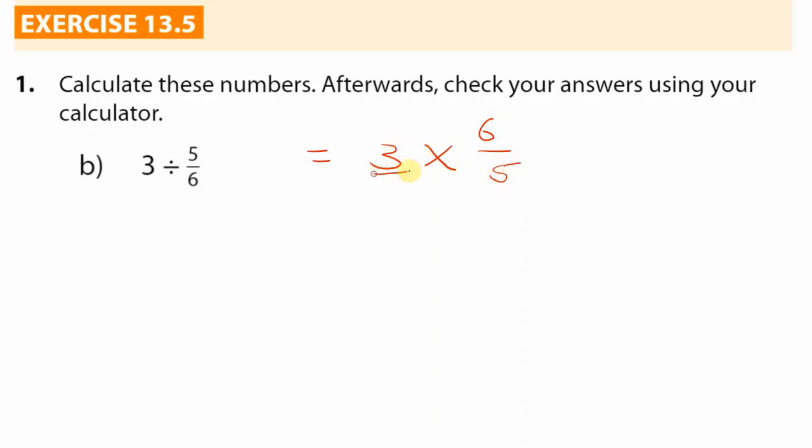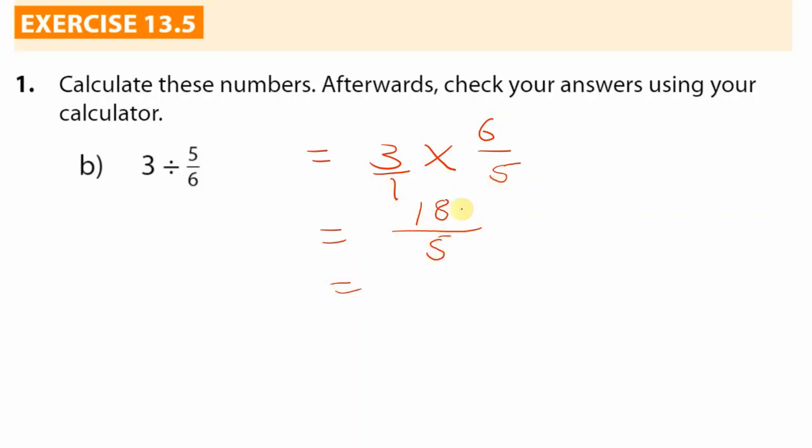We know 3 is the same as 3 over 1. Now we're back to familiar territory. We can therefore multiply tops. 3 times 6 is 18. We can multiply bottoms. 1 times 5 is 5.